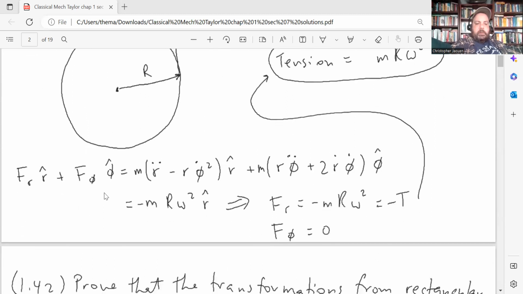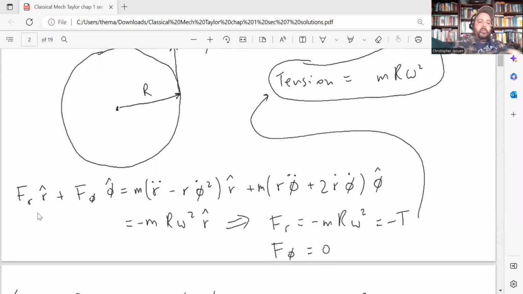All right, and then just setting up Newton's second law. So the force F_r r hat plus F_phi phi hat is equal to m times (r double dot minus r phi dot squared) r hat plus et cetera. We derive this formula in the chapter section. But now here, anything that has a derivative of r goes to 0 because the radius of the circle is fixed. So when you simplify everything, we just end up with this expression here.